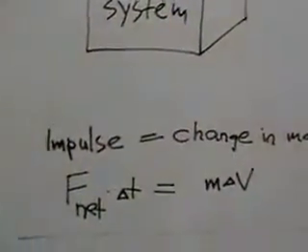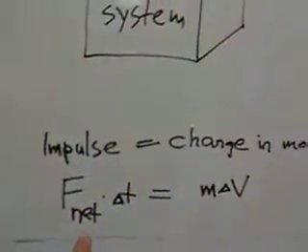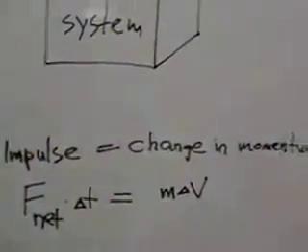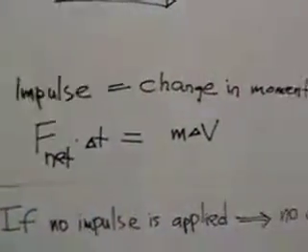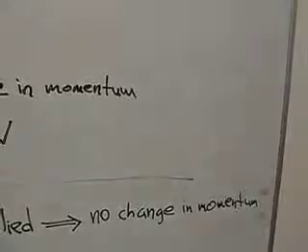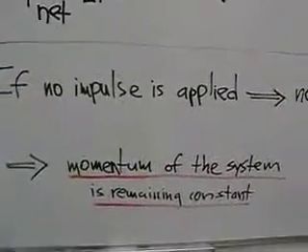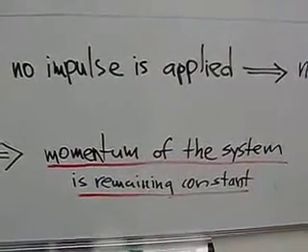So if the net force applied to a system is 0, if the left side of the equation is 0, then of course the right side of the equation also has to be 0. So if no impulse is applied to a system, then that implies that the system goes through no change in momentum. And to say that there's no change in momentum is the same thing as to say momentum of the system is constant, not changing.